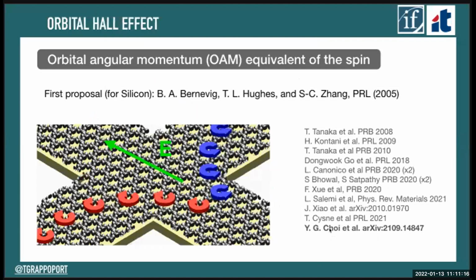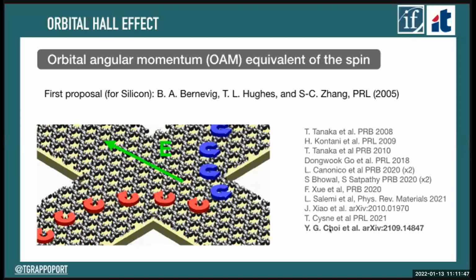Well, and what is the orbital Hall effect? Well, the orbital Hall effect is exactly the same thing, but instead of a spin current or a spin accumulation, we have the orbital angular momentum current. And most of the work on orbitronics so far is concentrated in the orbital Hall effect. And up to now, we only have calculations on the intrinsic orbital Hall effect.